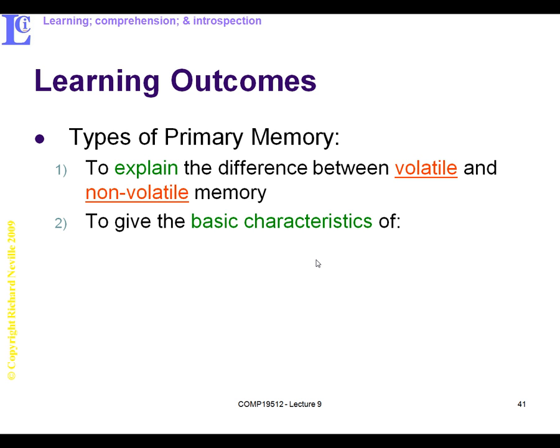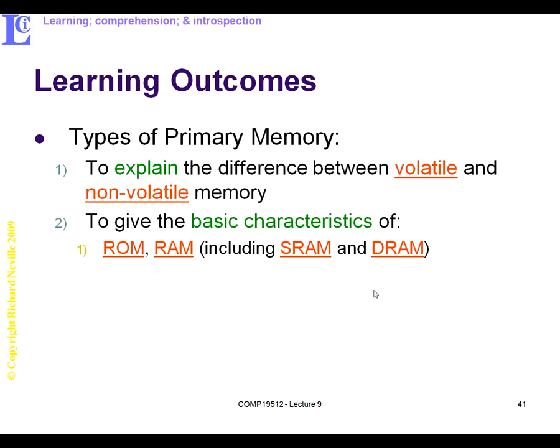The next thing we're going to do is give you a view of the basic characteristics of different types of primary memory. And these are particular naming conventions: read-only memory, random access memory, static random access memory, and dynamic random access memory. Short forms for those are ROM, RAM, SRAM and DRAM. So we can look at these naming conventions and try and give you some insight into what they actually are.